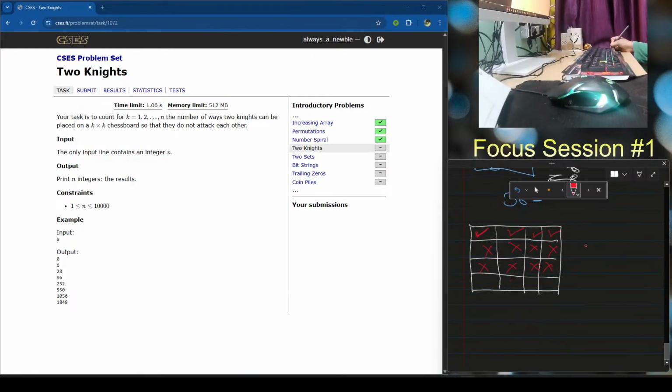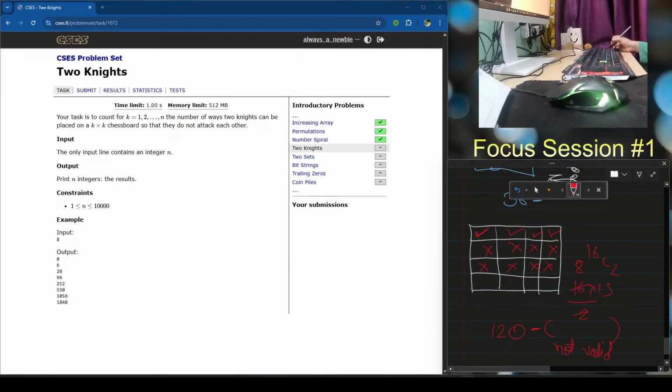What are the valid positions? Total positions are 16 C2, that is 16 times 15 divided by 2, that is 120 positions. And from here I will subtract some positions. What are the positions which I should subtract? These are not valid positions.